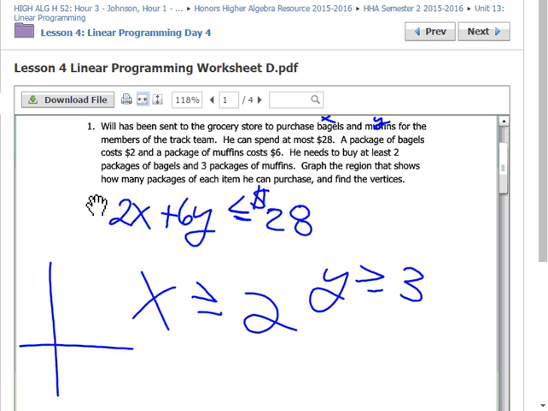X is bigger than 2. Here's the line where X equals 2, and it's going to be bigger than that. And here's the line Y has to be greater than 3. Here's the line for Y is greater than 3. It's kind of like that.